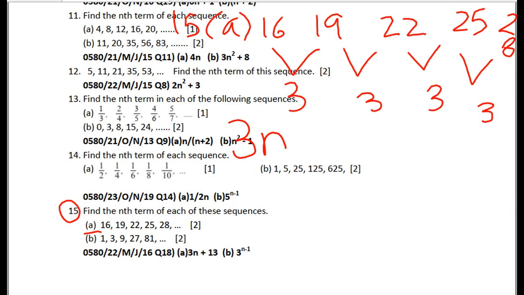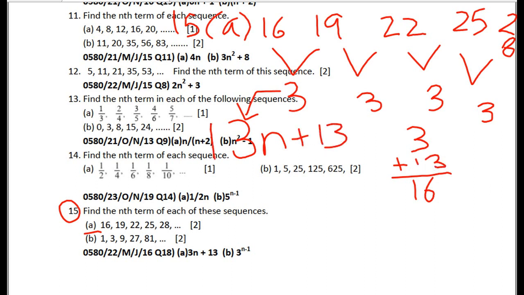So for its nth term I write 3n, 3 because of this. Then my first term right now is 3 times 1, which is 3, but the actual first term is 16. So I need to add 13 to it to get to 16. So plus 13. Answer for part A.